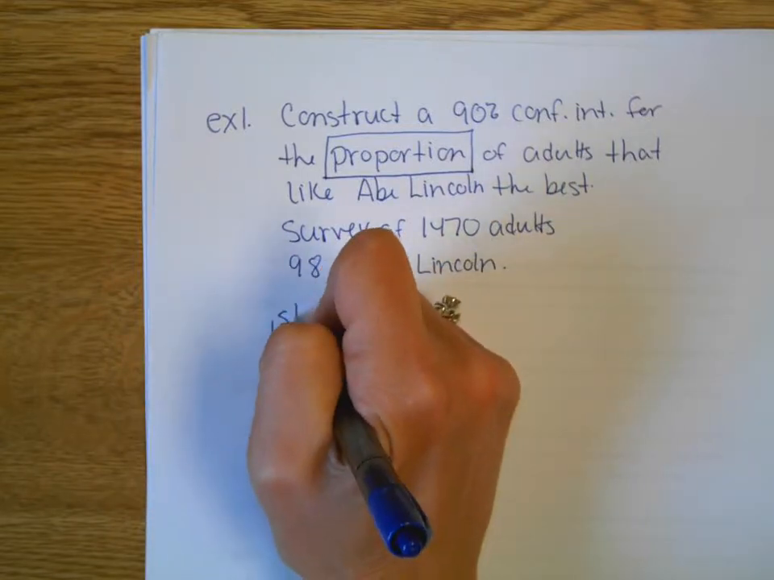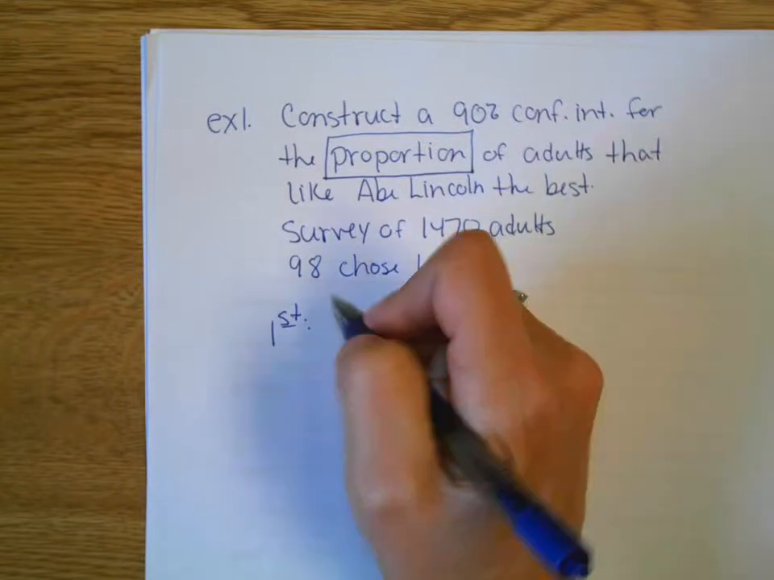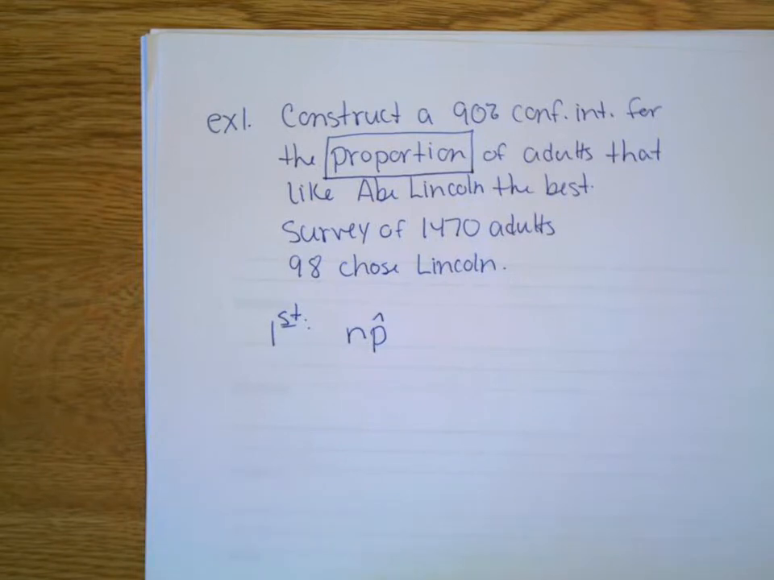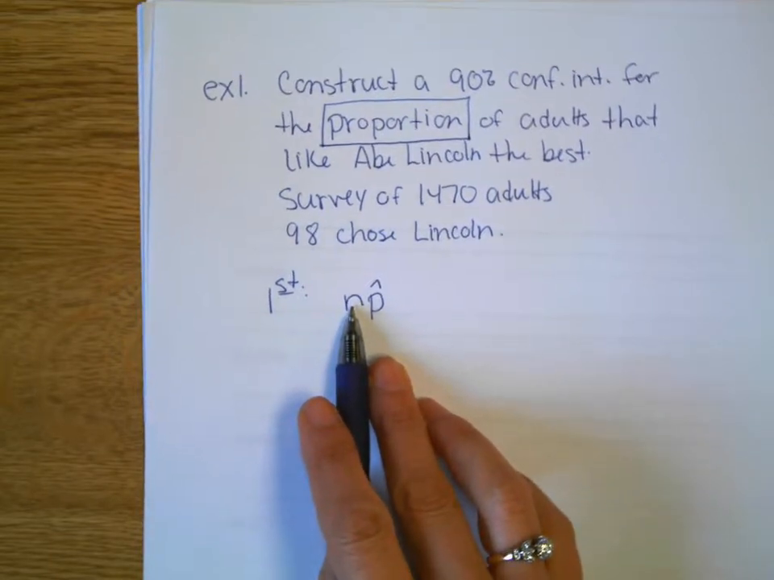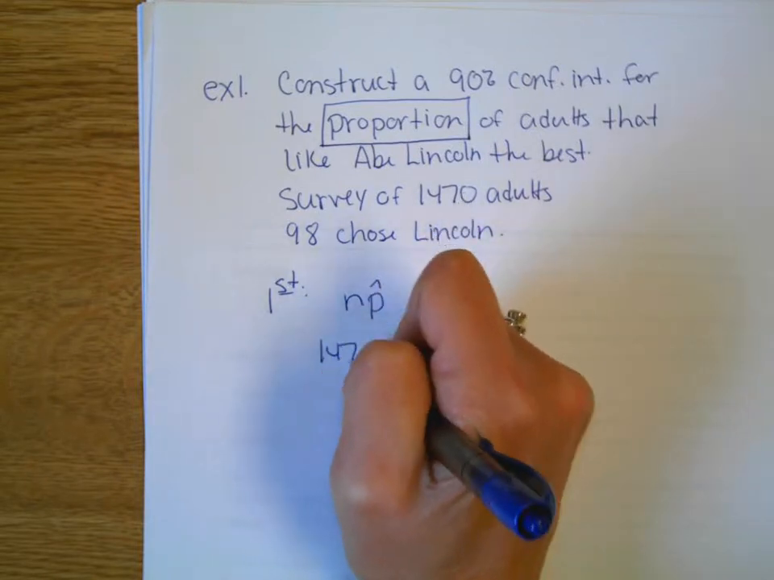Our first step, following the 4 steps I just gave you, is to make sure the sample size was big enough, where we go n times p hat and n times q hat to make sure that they're both greater than or equal to 5. Where am I getting n from? The number you surveyed, the sample size. How big was my sample? It was pretty big, 1,470.